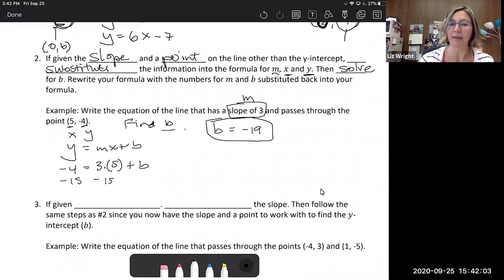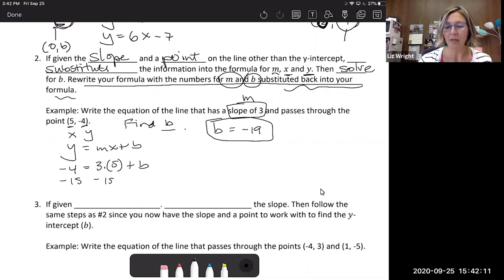Okay, well, I'm not done yet. What's that last step? It says rewrite the formula with the numbers m and b substituted back into our formula. So when we substitute it back into our formula, the y and the x become a y and an x again. They don't stay as -4 and 5. So we're going to have y equals mx plus b, and again, you're substituting something in for m and b. So it should be y equals 3x minus 19 for that.